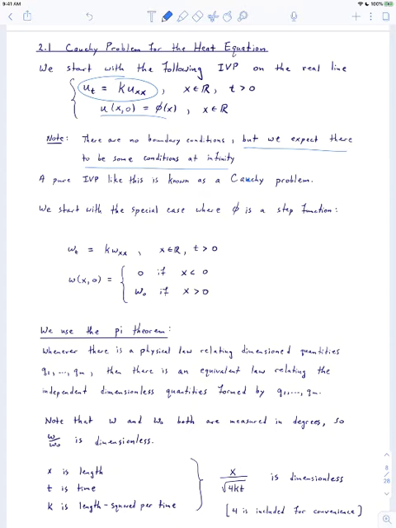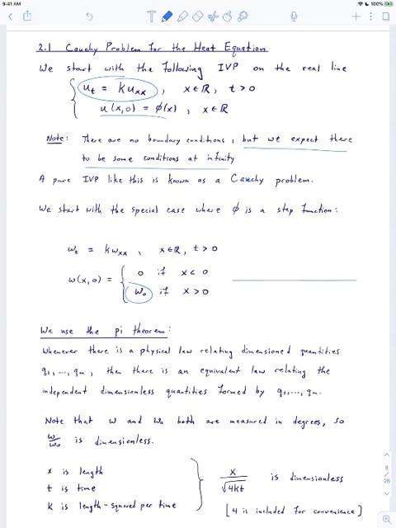So let's look at a related problem where our state variable is w. So w sub t equals k times w sub xx. Again, where x is in R and t is a positive number. And our initial condition on w is given by this piecewise defined function. So w at x comma 0 is equal to 0 if x is less than 0, and then it's equal to some value w sub 0 if x is greater than 0. So this is a step function.